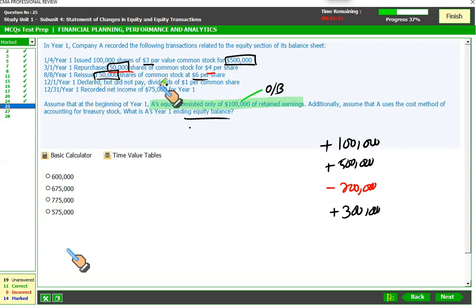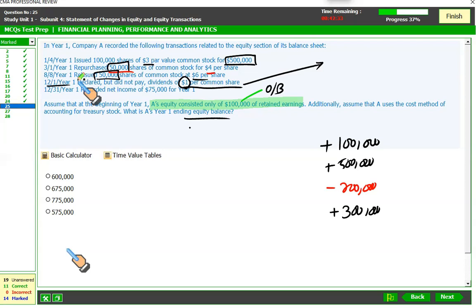declared but did not pay a dividend of 1 per common share. Can anyone tell me? I have declared a $1 dividend per share. How many shares are outstanding at the date of declaration on 1st of December year one? How many shares are outstanding on which I have to pay dividend? Quickly. How many shares? Excellent, excellent, 100,000.